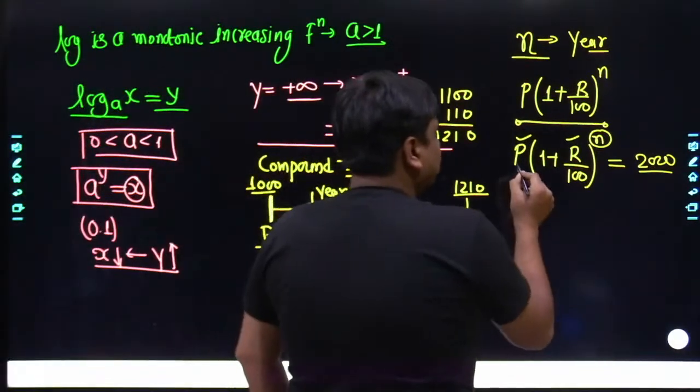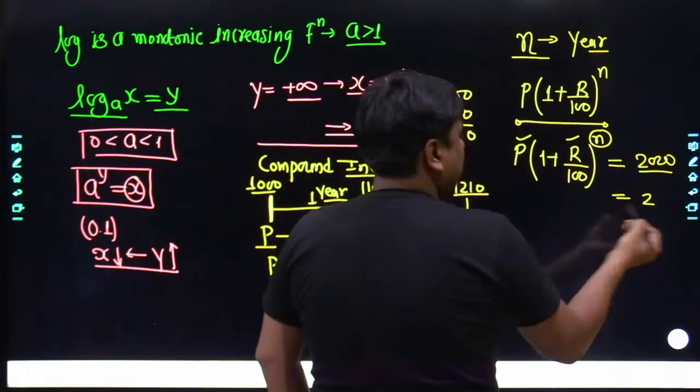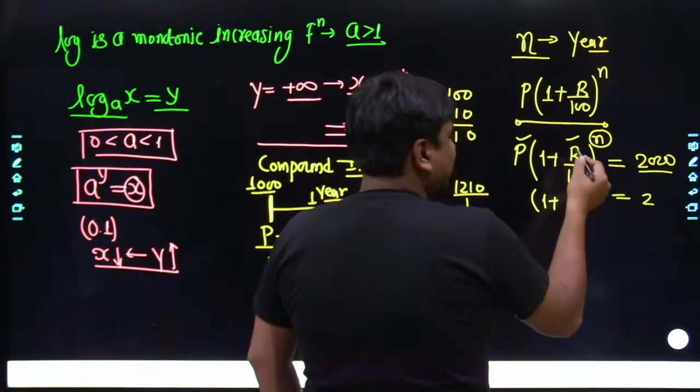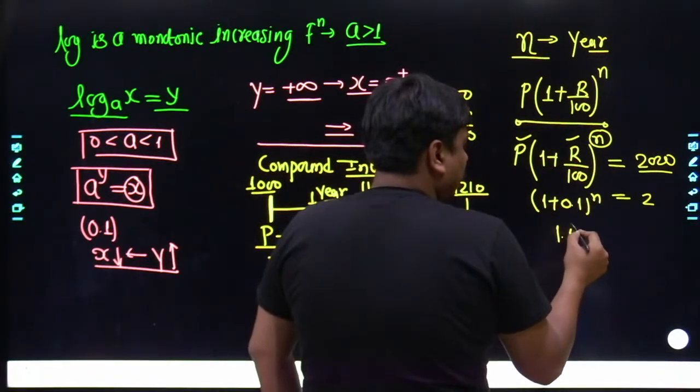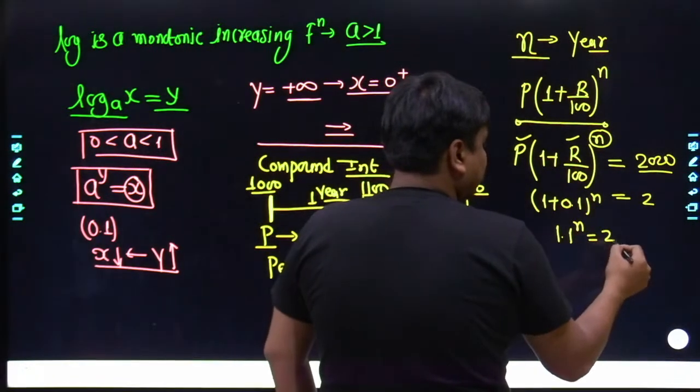See, p is 1000, and 1000 can be shifted to the right hand side, that's nothing but 2, and here it is 1 plus r divided by 100, that is 0.1, to the power of n. And here it becomes 1.1 to the power of n equals 2.